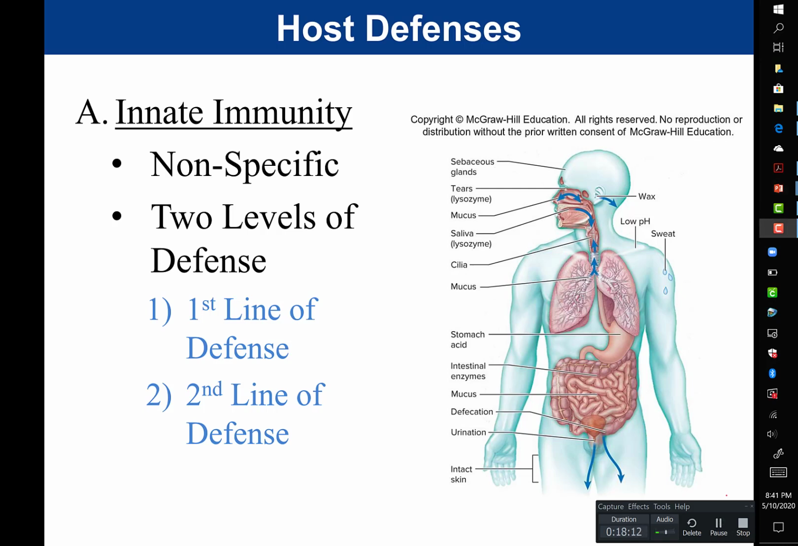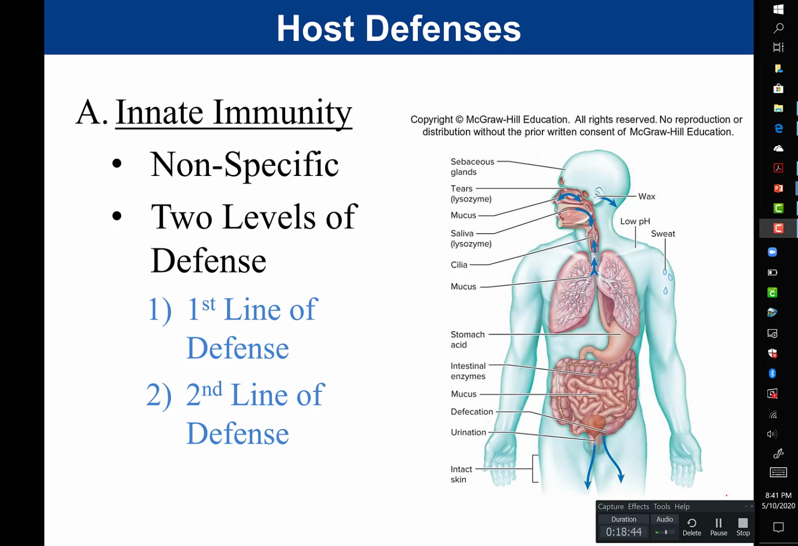And so again, we're going to look at what are the components of our first line of defense, which again are barriers blocking entry into the body, which could be physical barriers or chemical barriers or microbiota. And then also looking at the second line of defense, which now involves cells playing a role in this branch of immunity. And so this image is just showing you some examples of different parts of innate immunity.